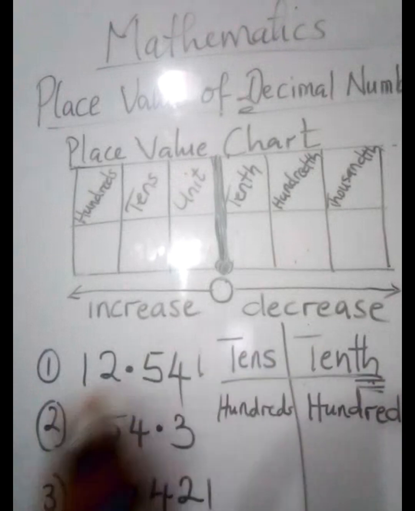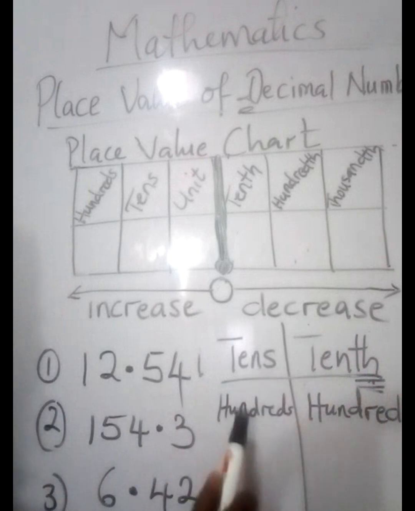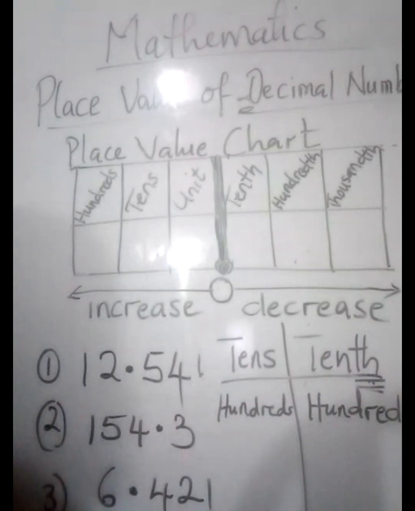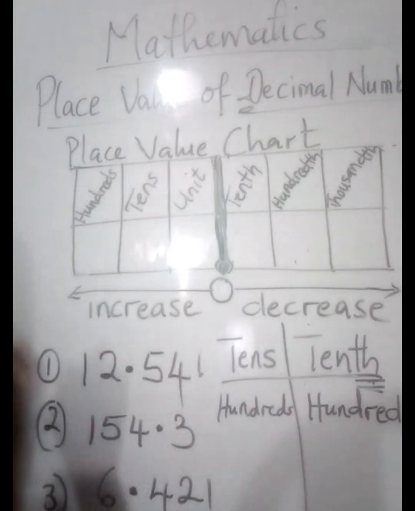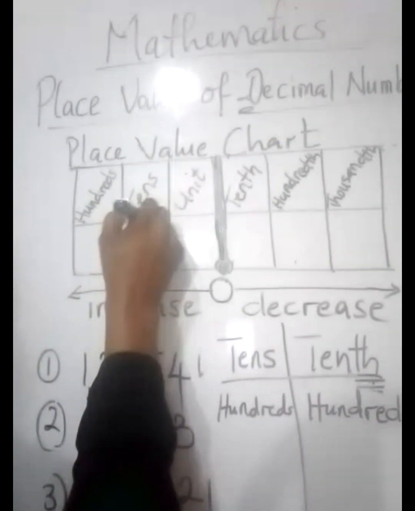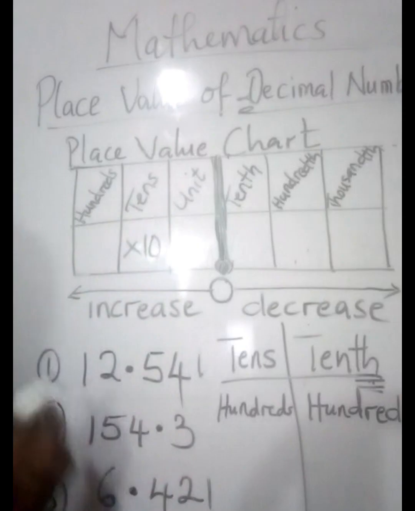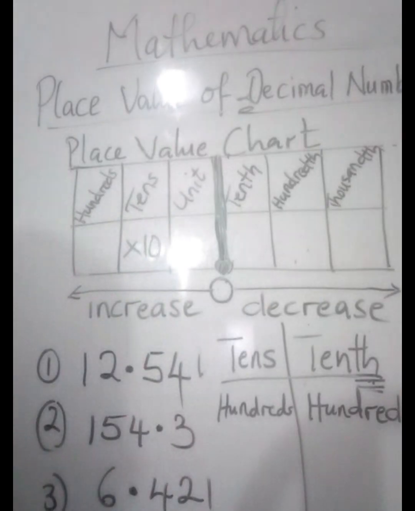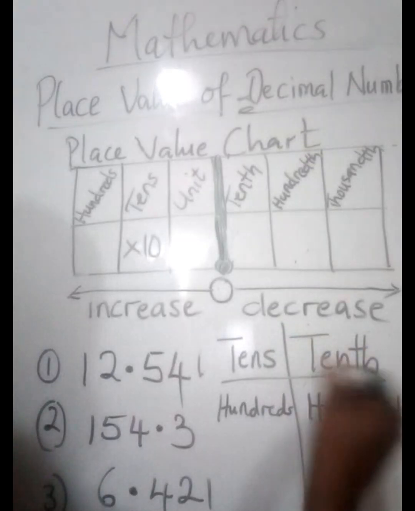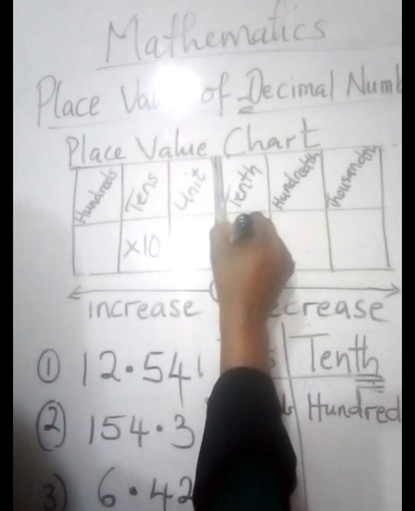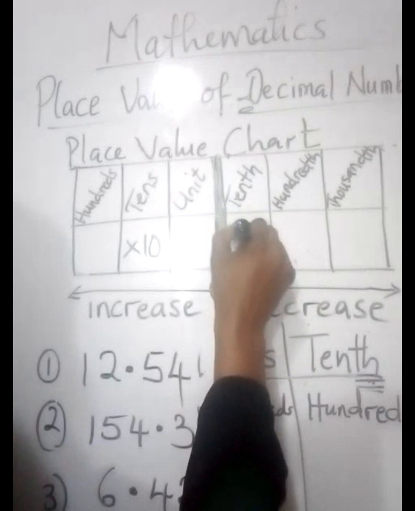Now, there is a huge difference between these two. Between tens and tenths, there is a huge difference. And between hundreds and hundredths, there is a huge difference. Now, what do I mean? When a digit is in the tens position, it means that digit is multiplied by 10. Whatever digit is in the position of tens is multiplied by 10. But whatever digit is in the position of tenths, with the TH at the end, it means you are dividing that number by 10. You see, it's a whole world of difference.